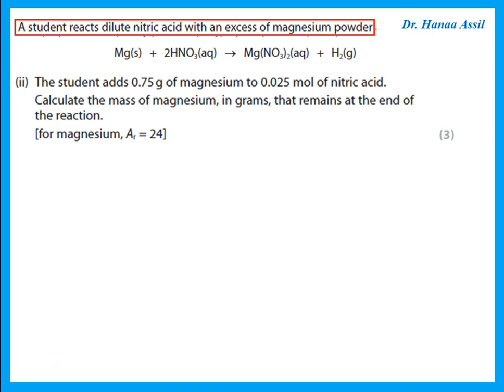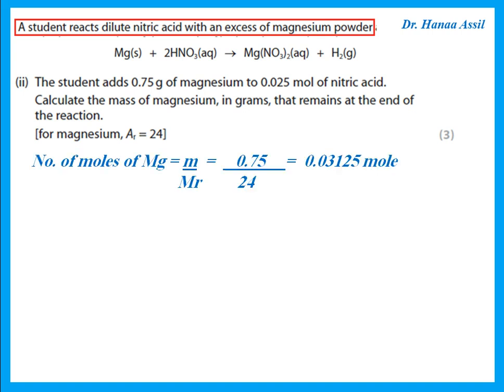So if I look at the equation, first of all, if I have 0.75 grams of magnesium, then the number of moles of magnesium I'm starting with is mass over molecular mass. So this is the number of moles of magnesium at the beginning. But then not all of it will react. Now, how much of it will react?